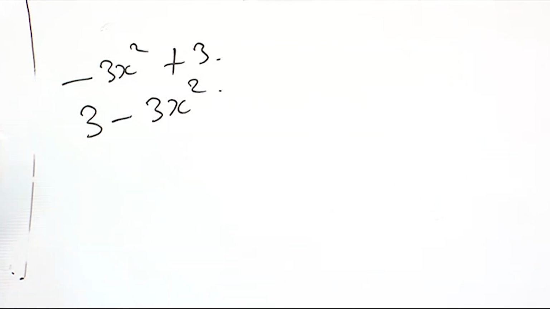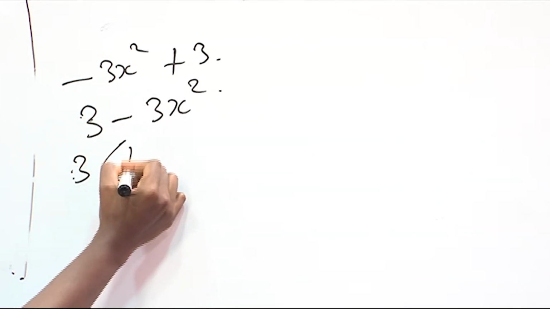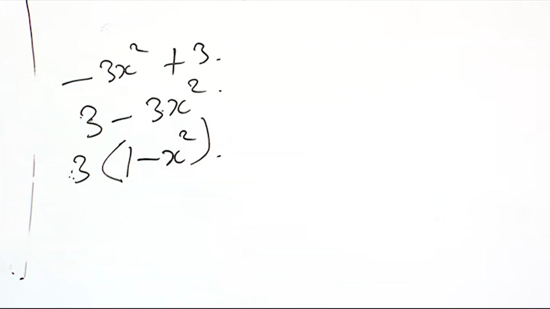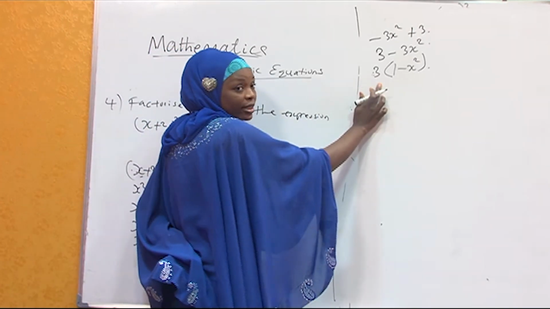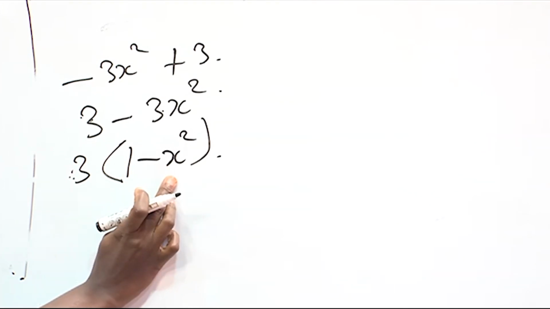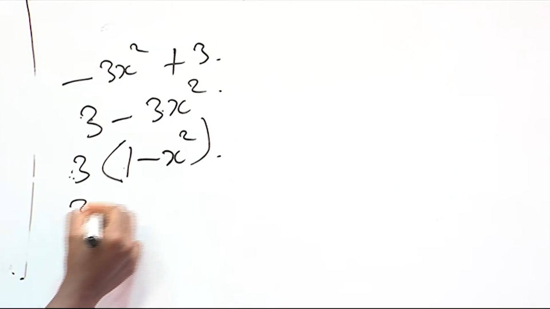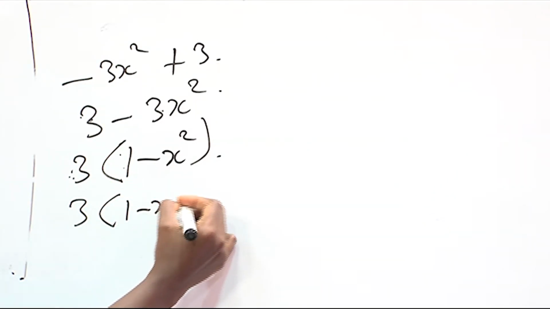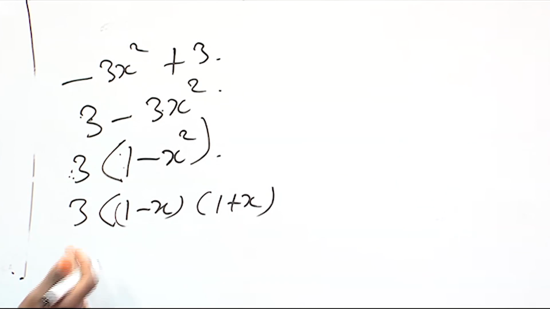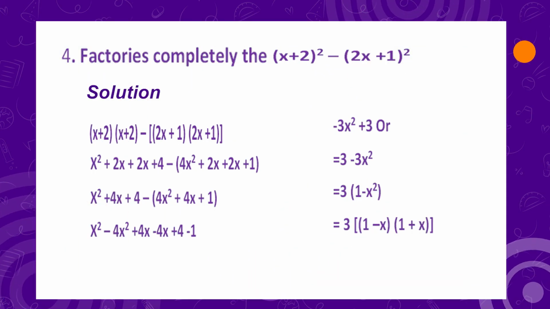Then we can factor out what is common, which is 3. In brackets, we are left with 3 into 3, which is 1, and we are left with minus x squared. We can further simplify using the difference of two squares. When you have a perfect square minus another perfect square, you use the difference of two squares. So 1 is our first perfect square. So we have 3, and this now becomes (1 minus x)(1 plus x). If you open this up, you should get this back. So this gives us our final answer. We have factorized completely.